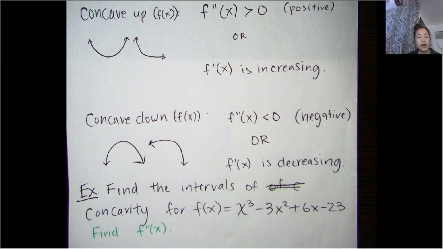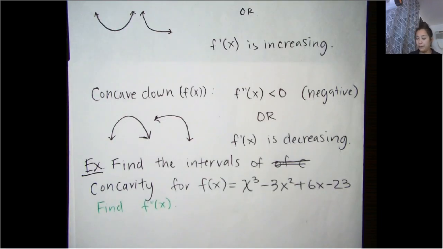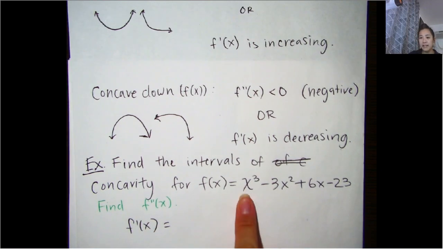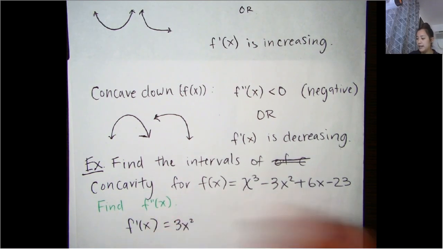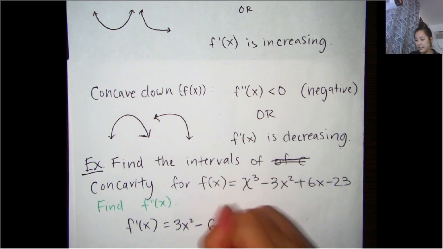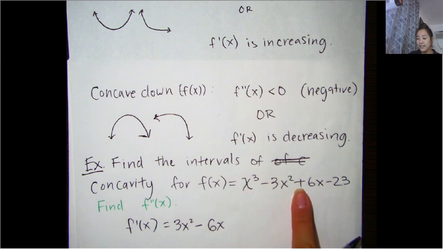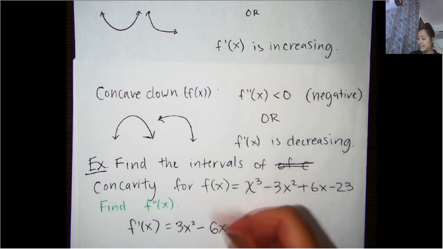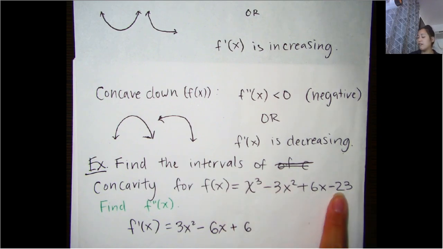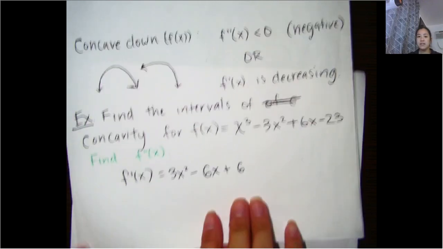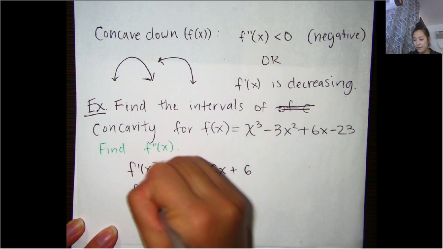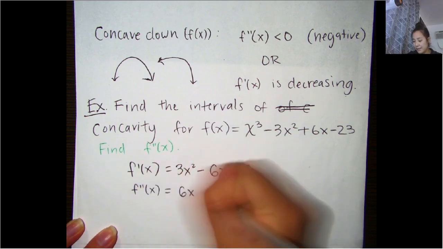First we have to find f prime of x. So f prime of x equals 3x squared, the derivative of x cubed, minus 6x, the derivative of 3x squared, plus 6, the derivative of 6x, and the derivative of 23 is 0. And so this is f prime of x. We'll take the derivative again, and we get f double prime of x equals 6x minus 6.